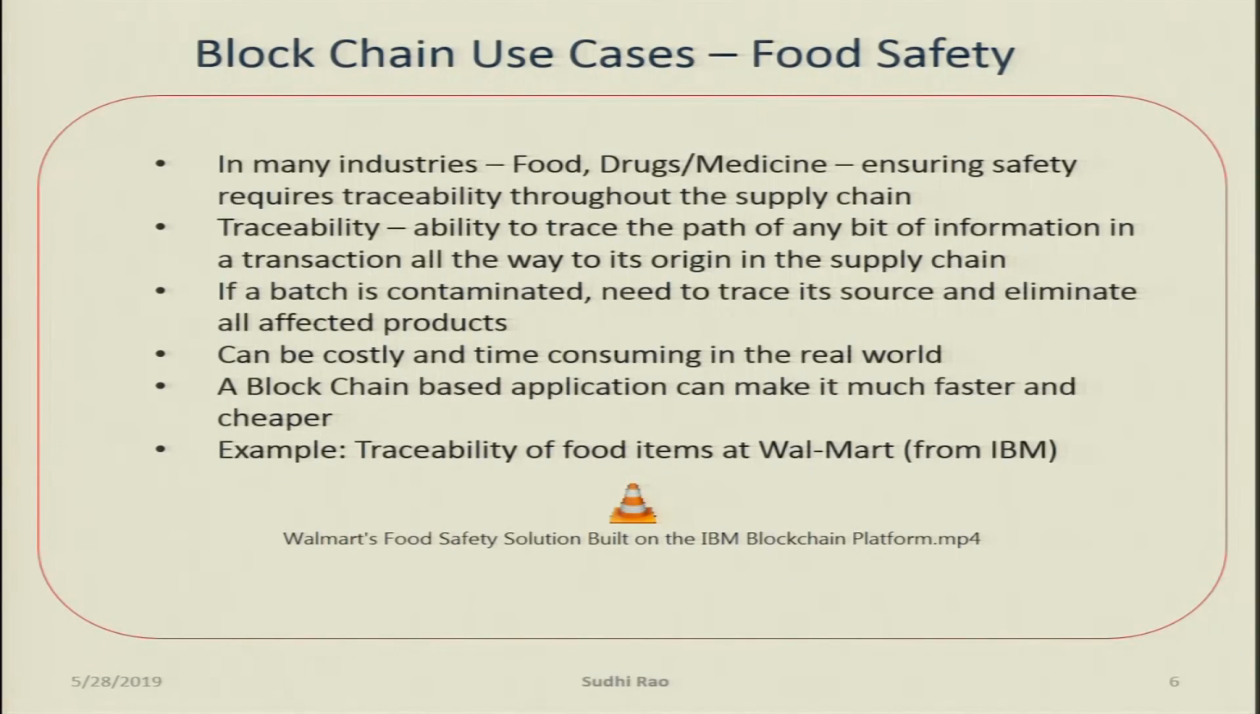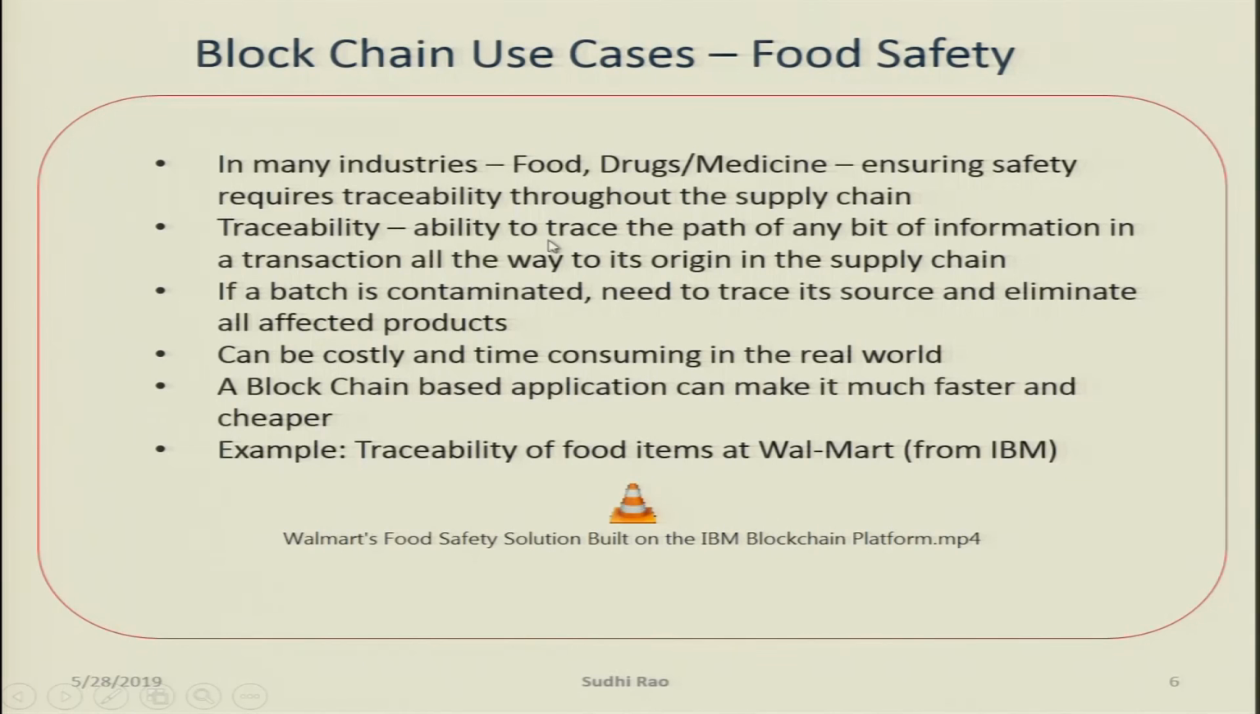So, what is traceability? Traceability is the ability to trace the path of any bit of information in a transaction all the way to its origin in the supply chain. If it turns out that this particular package of meat is contaminated with mad cow disease, if there is traceability, I should be able to trace it all the way to the particular farm from where it came, if possible to the particular cow it came from.